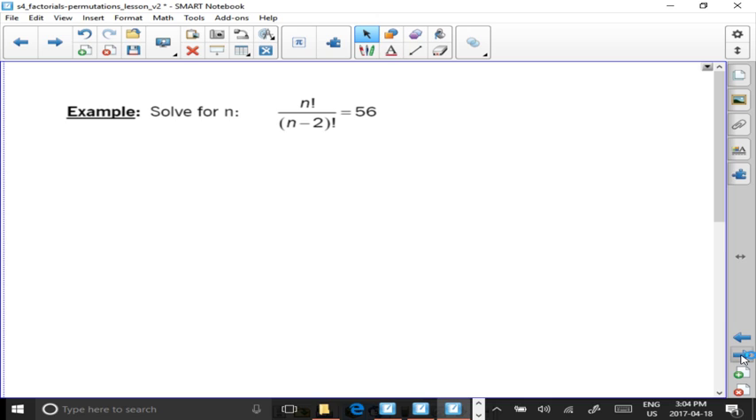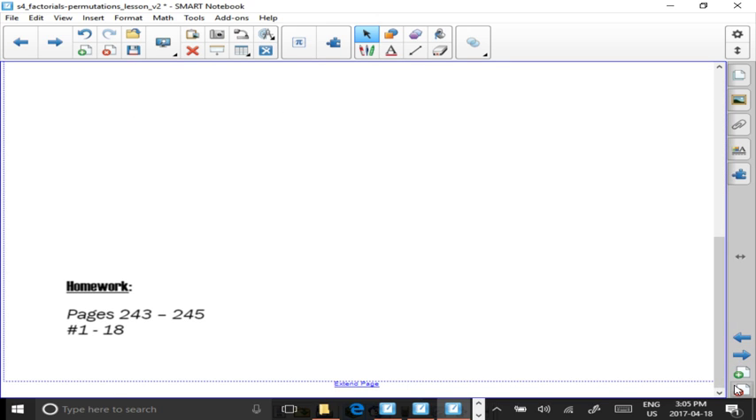I have one last example here, but to be very honest with you, this last example is very much kind of like a pre-calculus question. So I think we're going to turf it. Yeah, we are going to turf this question. So that means it's homework time. And if we go down here, homework is on pages 243 to 245 in your textbook, numbers 1 to 18.